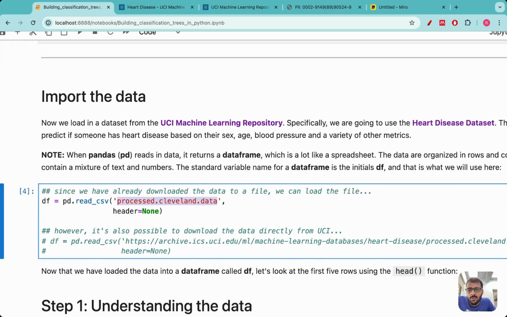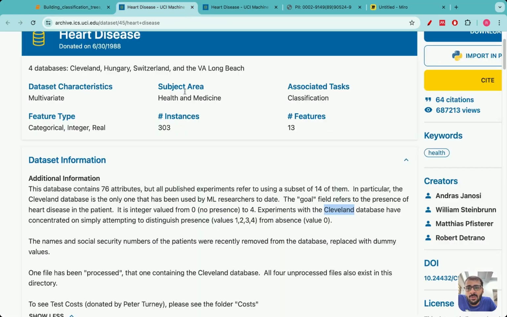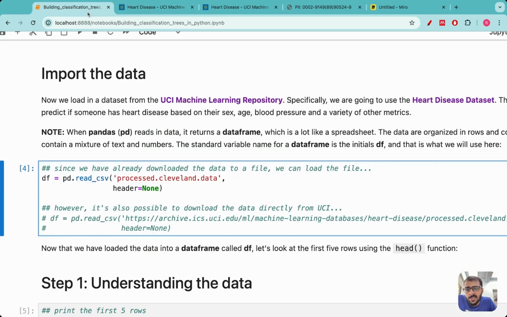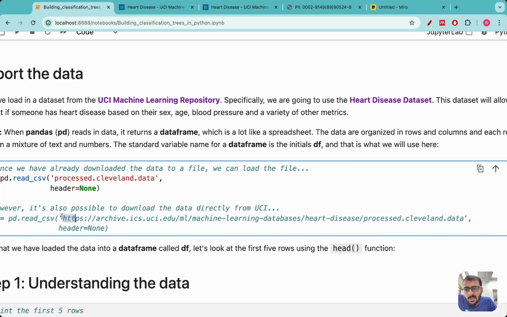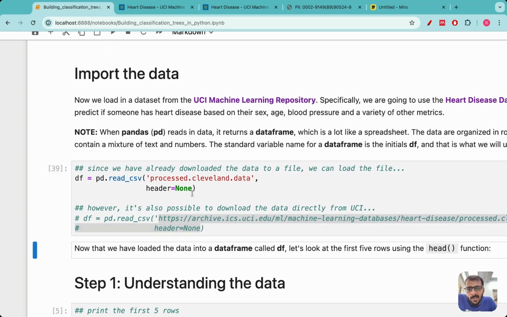And one more thing to note, which has been added in the comment section here, is that it's also possible to download the data entirely from the University of California Irvine repository. So you don't even need to download the CSV file. But if you give this link here, then the entire data will be loaded for you. I'll be sharing this code file with all of you, so don't need to worry. All of this will be available when you receive this notebook. So I'm going to run this code right now.